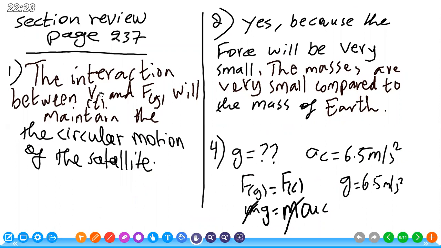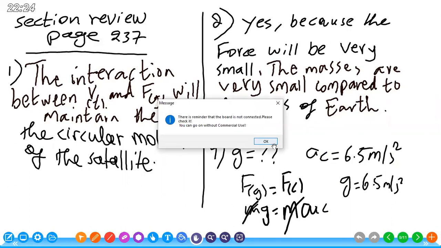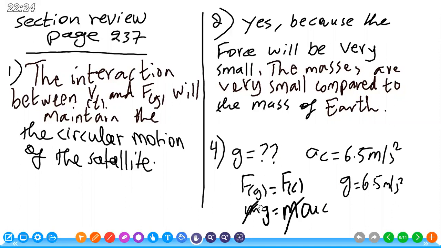So the answer of question 1: the interaction between tangential speed and gravitational force will maintain the circular motion of the satellite. We said the tangential speed will keep it from falling, the gravitational force will keep it from going away in space. And here in number 2, there is a force of attraction between two students, so yes. Why is it not recognized? Because the force will be very small. The masses are very small compared to the mass of the Earth, as we said. And finally here, how much is the gravity if the acceleration is 6.5 meters per second squared? We said F of g equals F of c. We cancel the mass and we get that they are equal. So then g is the same as the acceleration.